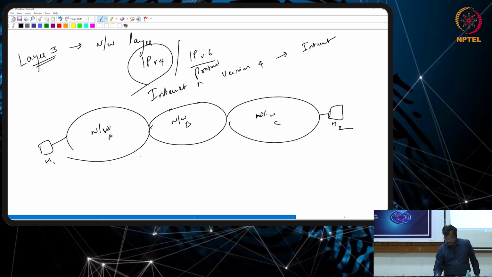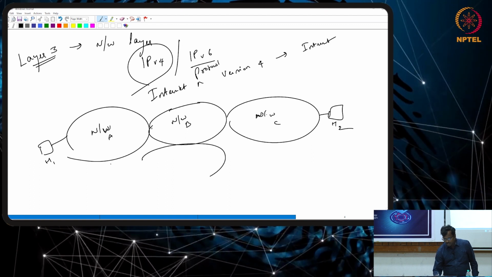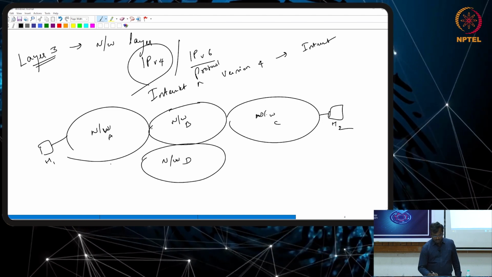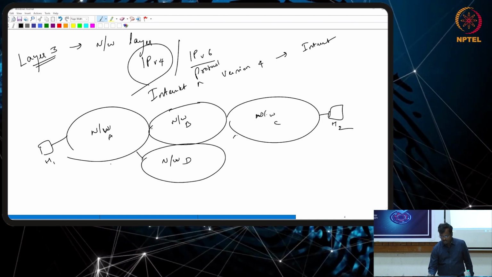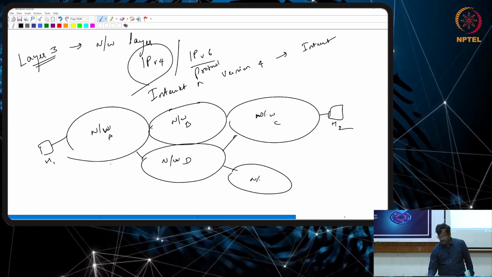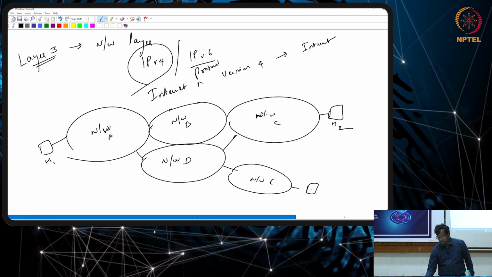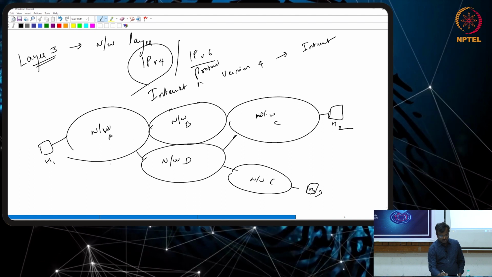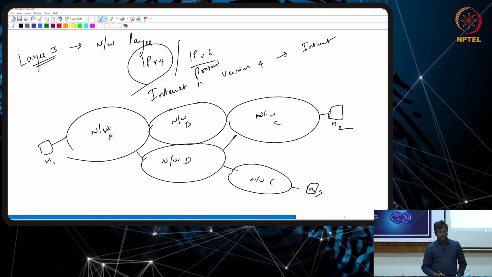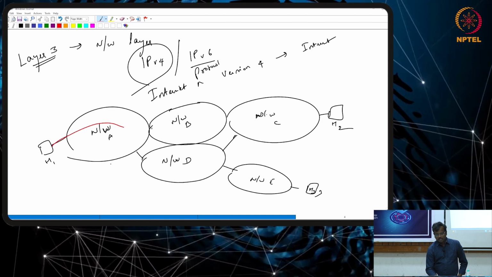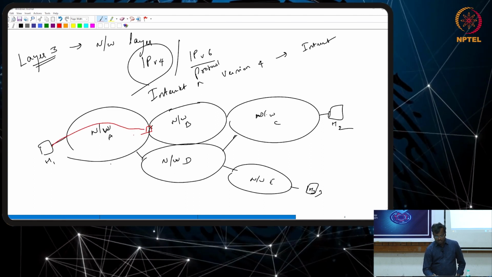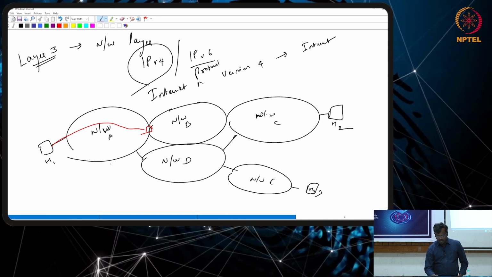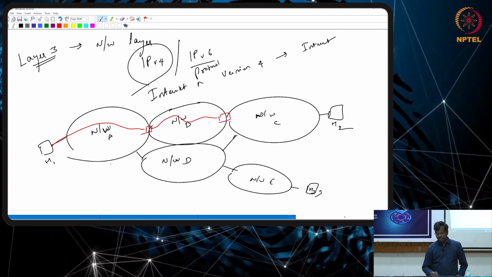So just for the sake of understanding, let me put another network, network D, and that is also connected to this network. And then there is network E, and there is host 3 sitting here. If host 1 wants to communicate with host 2, it has to send a packet that has to go to some gateway router. A gateway router is a router that connects multiple networks. And from here it has to go to another gateway router.